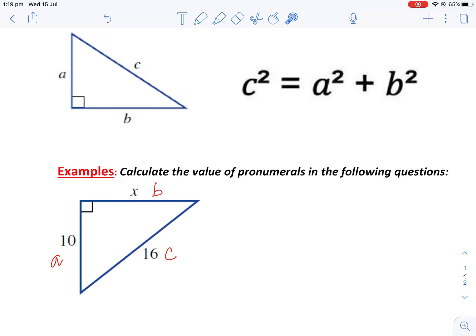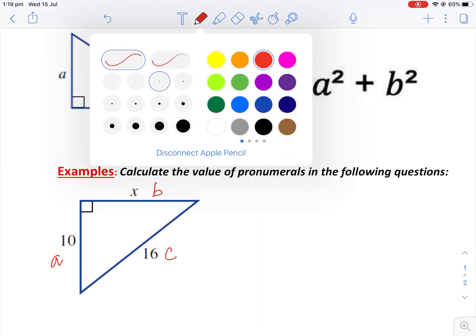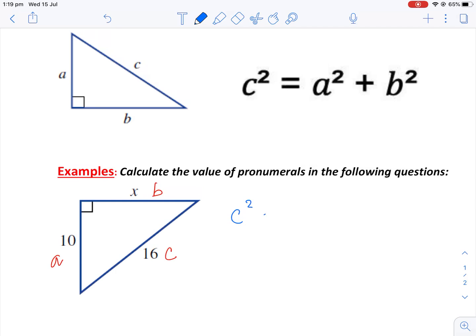We're going to use Pythagoras theorem to find the pronumeral, which means x here. So first let's write down the theorem. C squared equals A squared plus B squared. And C in here is 16 squared, A is 10 squared, and B is x squared. Alright, and then how to find x? We're going to solve this equation.